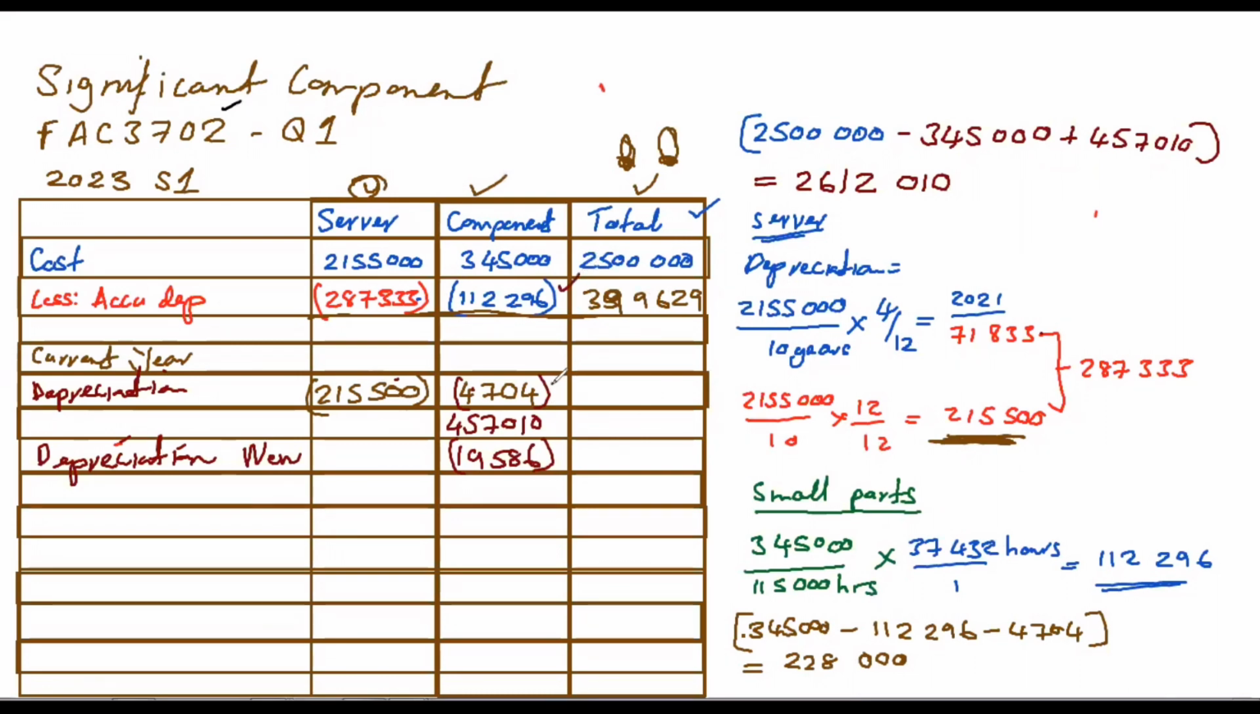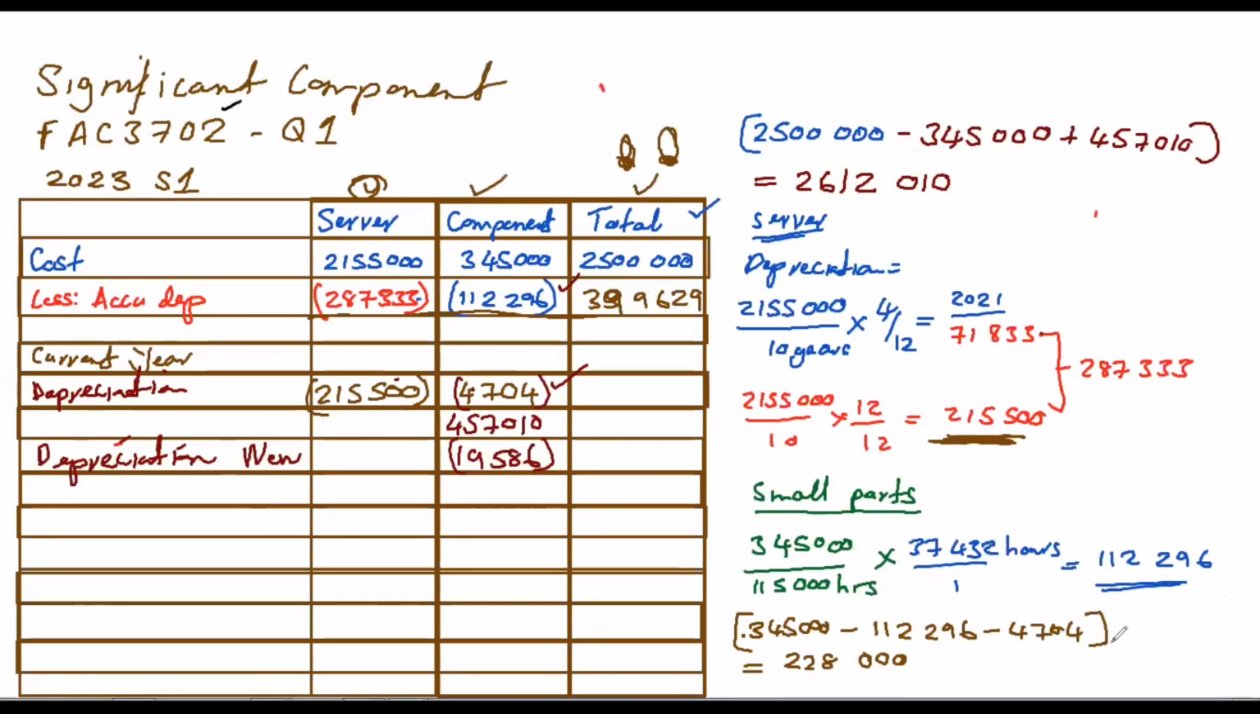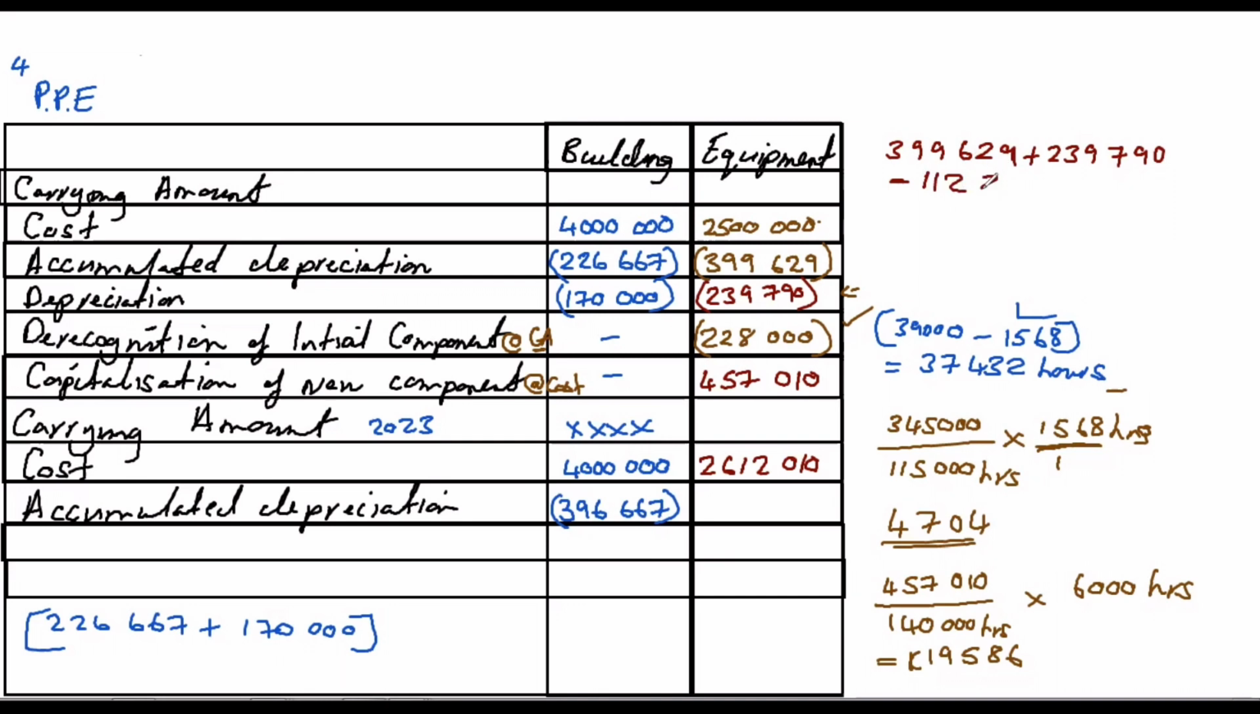This one and this one, because we no longer need them. They no longer form the cost of the assets going forward. As long as the asset was ours, we were going to accumulate depreciation. But once that asset is sold or is no longer being used, we remove it from the accumulated depreciation. So you remove the assets together with the accumulated. So you'll come and say minus 112,296 minus 47. How much do you get?